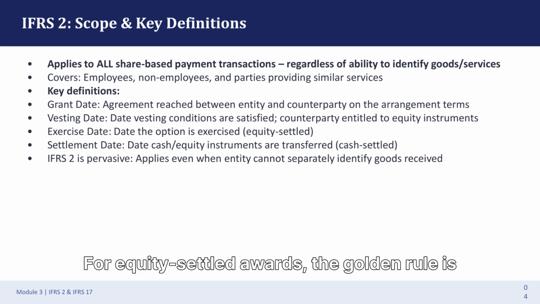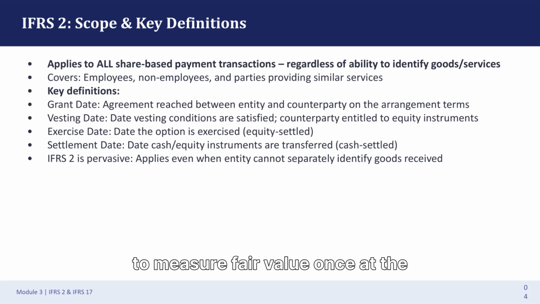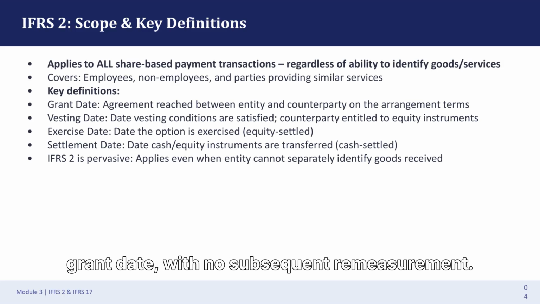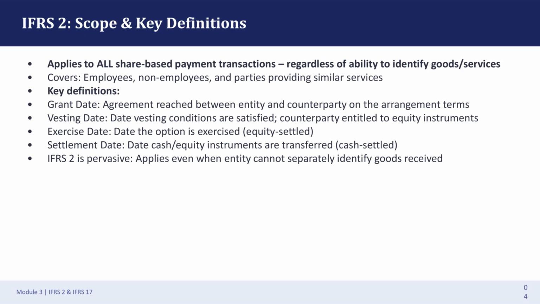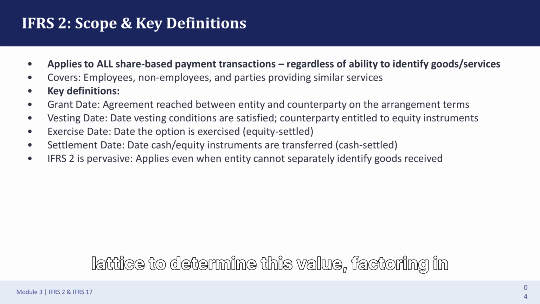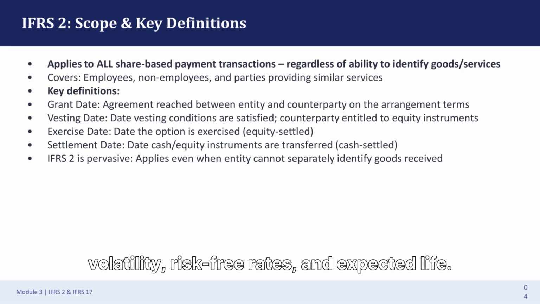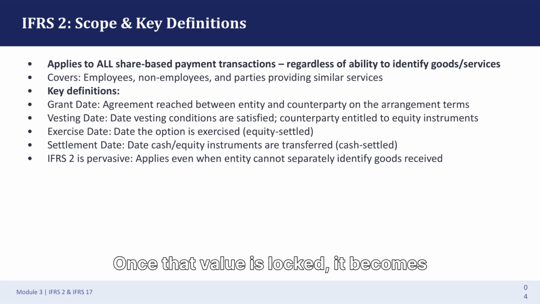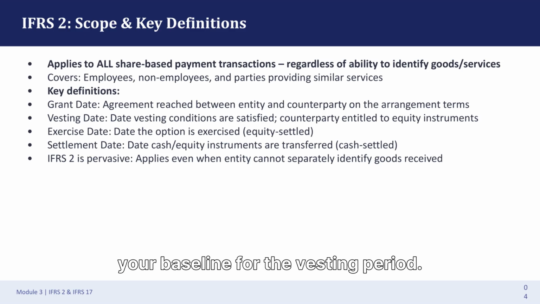For equity settled awards, the golden rule is to measure fair value once at the grant date, with no subsequent remeasurement. We use models like Black-Scholes or binomial lattice to determine this value, factoring in volatility, risk-free rates, and expected life. Once that value is locked, it becomes your baseline for the vesting period.